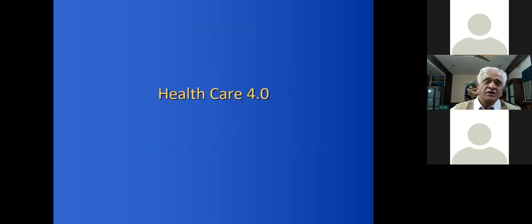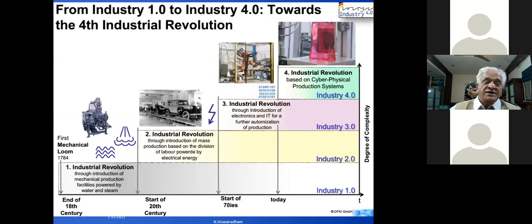So what is healthcare 4.0? This is the picture for healthcare. You must have seen this. There is the first industrial revolution, the second industrial revolution. The first industrial revolution is the introduction of mechanical production facilities powered by water and steam. That is the steam engine. Afterwards, the introduction of mass production based on division of labor powered by electrical energy and so on. That is Henry Ford's mass production system.